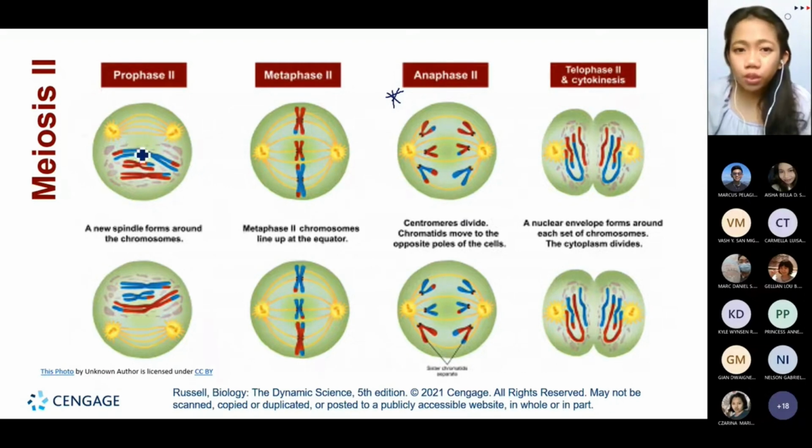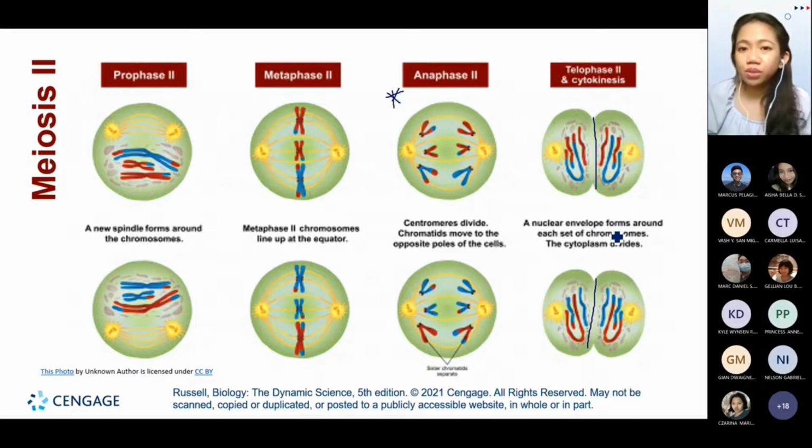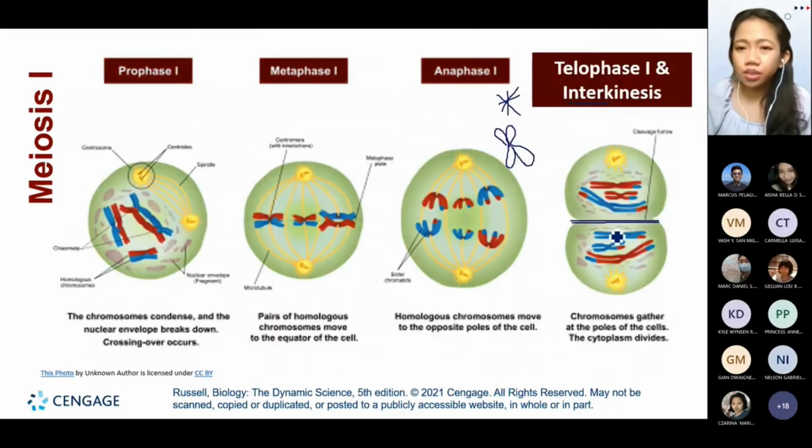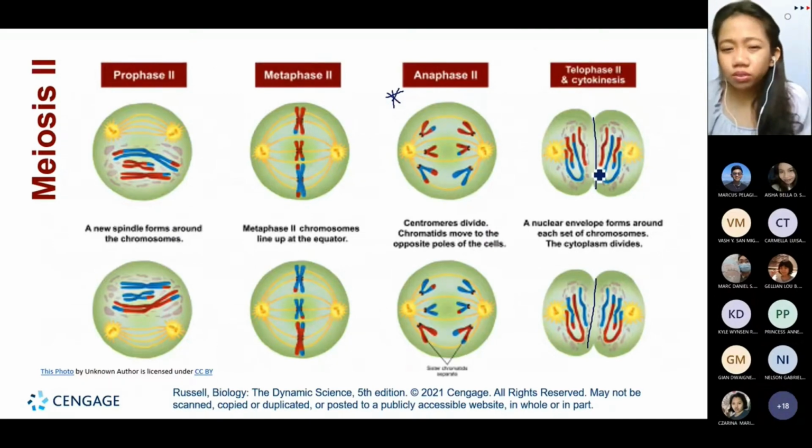So, ganun pa rin sa prophase 1, sa metaphase 2. Sa anaphase 2, saka na maghihiwalay yung sister chromatids. And then, 4 new cells will be produced by the end of telophase 2 and cytokinesis. Yun lang naman siya, ang ating meiosis. So, crossing over, prophase 1. Then, yung change sa anaphase. And then, yun na siya, resulting to 4 daughter cells.